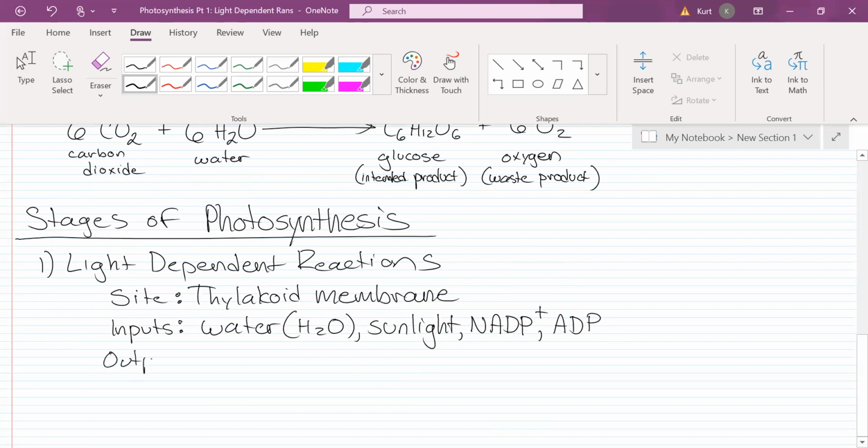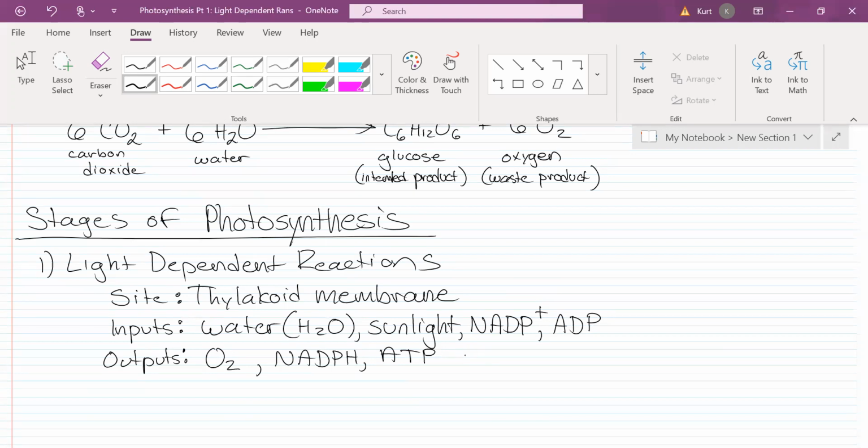Your outputs, you're going to produce molecular oxygen, O2. You're going to produce NADPH, and you're going to produce ATP. Fun fact is the oxygen that we inhale and that we need to live is actually from water. So let me ask you this. How many water molecules does it take to make 1 molecule of oxygen if water has 1 oxygen atom and molecular oxygen has 2? It takes 2 water molecules to make 1 molecule of oxygen for us to breathe. All the oxygen that we inhale came from water. And plants are able to convert it from water to breathable oxygen.